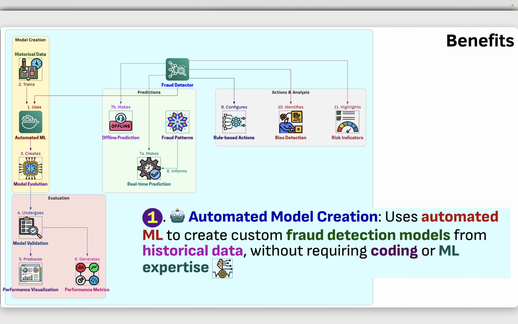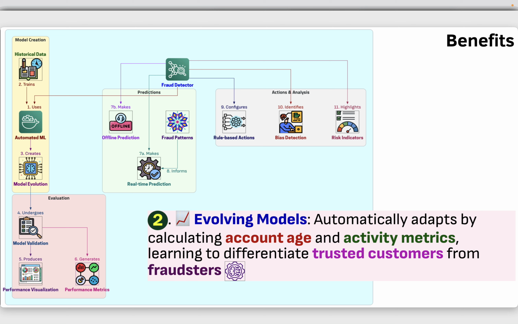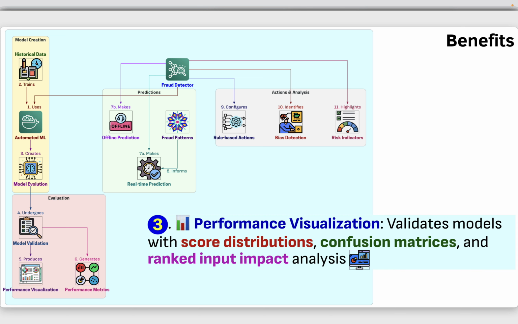So some benefits. Amazon Fraud Detector uses, as I talked about, automated ML to create custom fraud detection models from historical data without requiring coding or ML expertise. Models automatically evolve by calculating metrics like account age and activity, learning to differentiate trusted customers from fraudsters, maintaining performance longer.